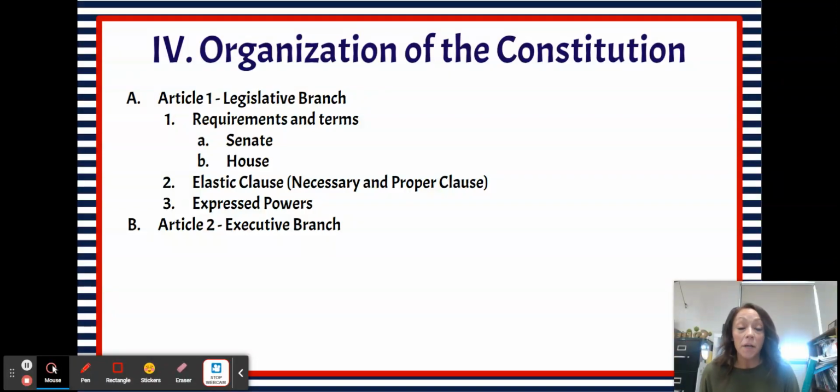Welcome back. Today we're going to be talking about Article 2 and Article 3 of the Constitution. Article 1, we know, establishes the legislative branch. Article 2 establishes the executive branch, and 3, the judicial branch. So let's start with Article 2.